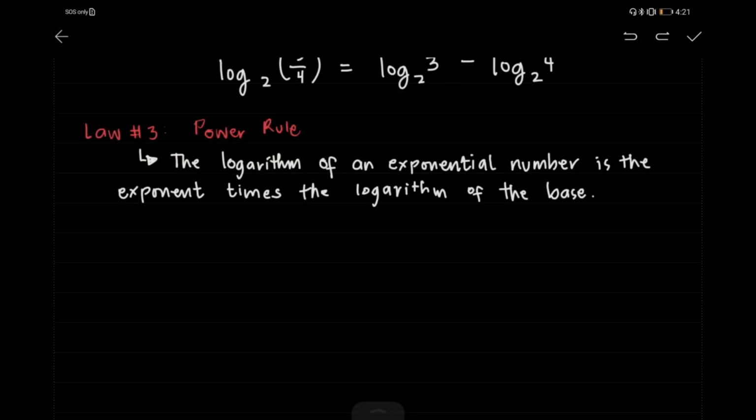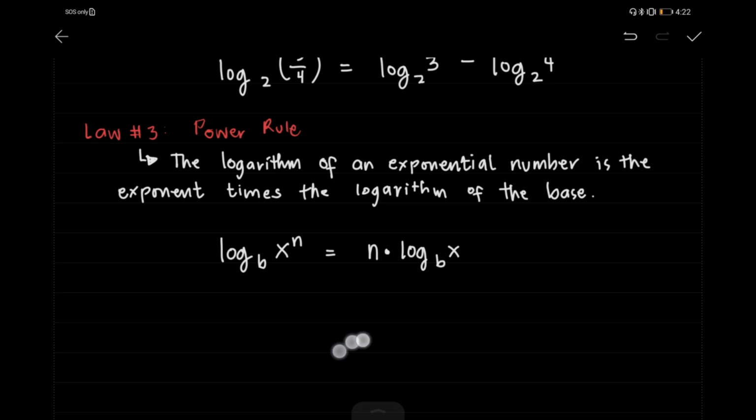Next rule of the logarithm, this is what we call the power rule. Power rule states that the logarithm of the exponential number is the exponent times the logarithm of the base. So if we are going to illustrate this one, we will have the logarithm of x raised to n to the base b. So this is just equal to n, which is the exponent, times the logarithm of x to the base b.